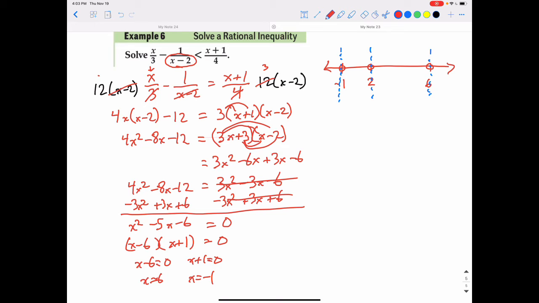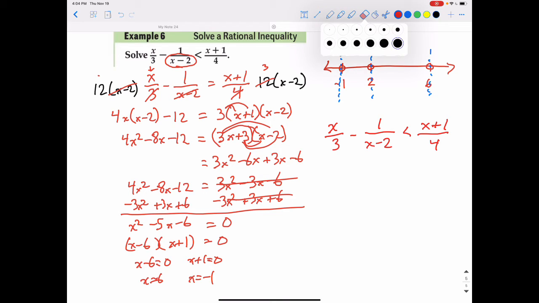So what I'm going to do is a test point in each one of those 4 sections and see which of those test points makes a true sentence. So I'm rewriting the original problem with the inequality sign this time, and I am going to replace the x in each one of those with a test point and see if it gives me true sentences or not. So I'll replace this x and this x and this x all with a number to the left of -1.